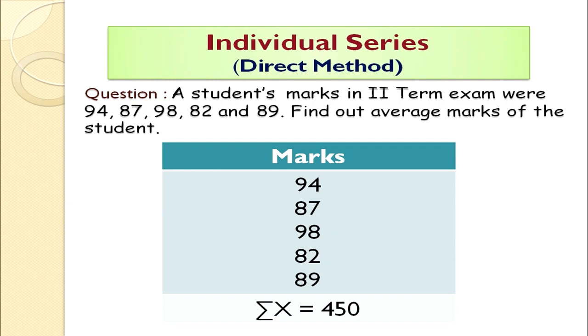Now, let us do one question on it. Suppose a student's marks in the second term exam were 94, 87, 98, 82 and 89. These are all the item values. We have to find the average marks of the student. What are we going to do? We are going to add up all the marks. So, we get summation of x is 450. We have added 94 plus 87 plus 98 plus 82 plus 89 and we have got 450.